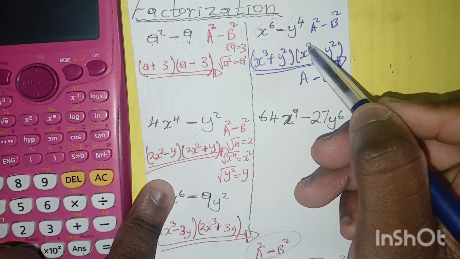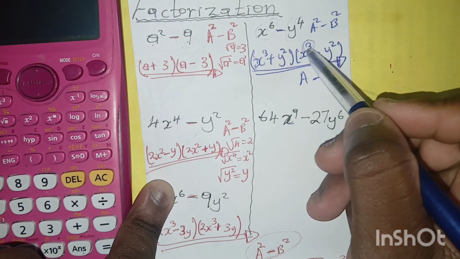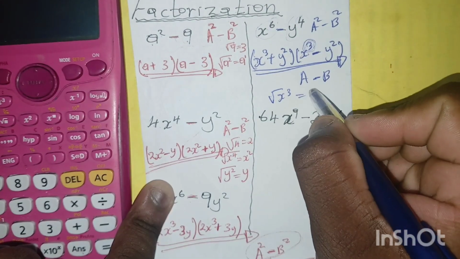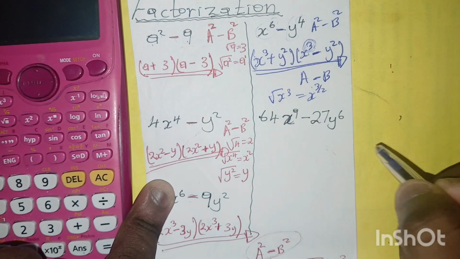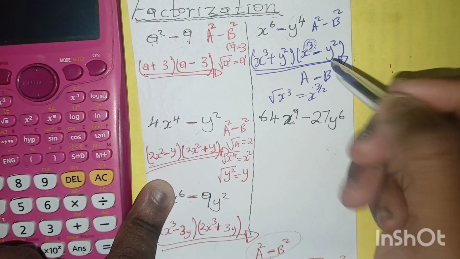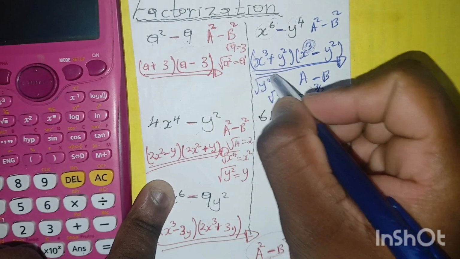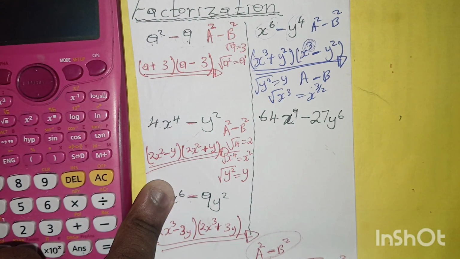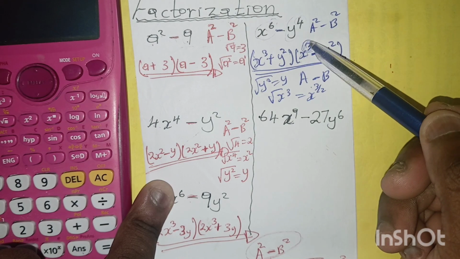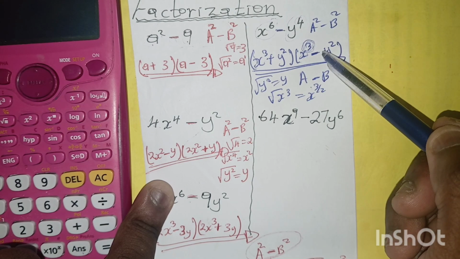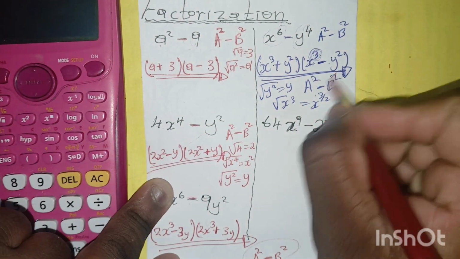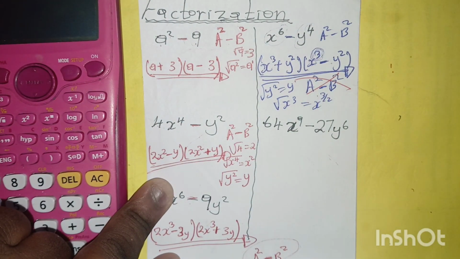But now the problem is this one. You can't take the square root of x3, because you'll get x3 over 2, which is a fraction. Do you understand? Even though for this one you can take the square root, it will just give you y1. Because here you cannot take the square root, it means you cannot apply the difference of two squares here.